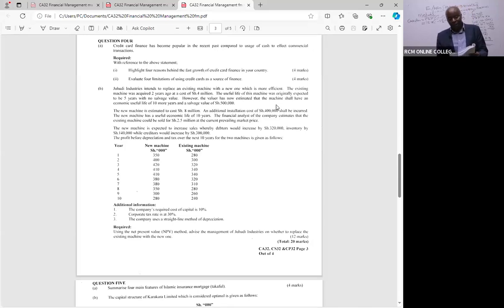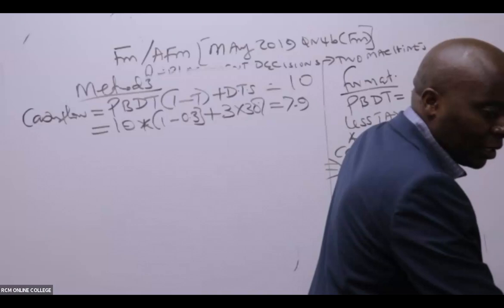The company's required cost of capital is 10%. Corporation tax rate is 30%. The company uses straight line method of depreciation. Now, ladies and gentlemen, this is a straightforward question where they want us to give them net present value.